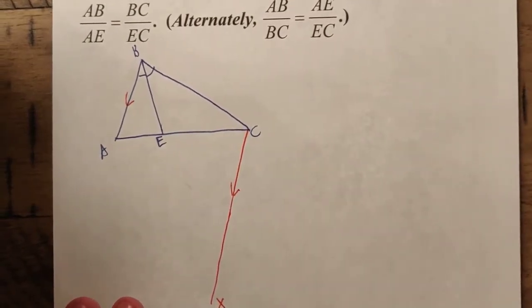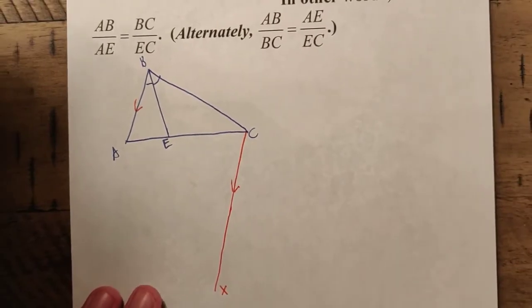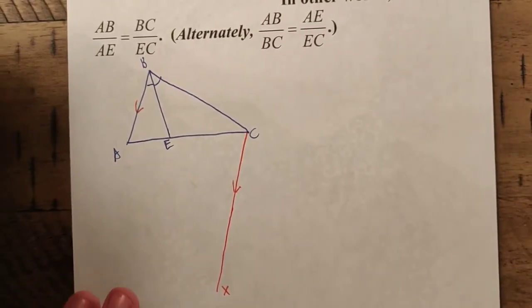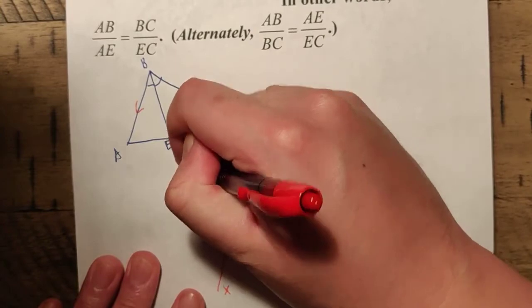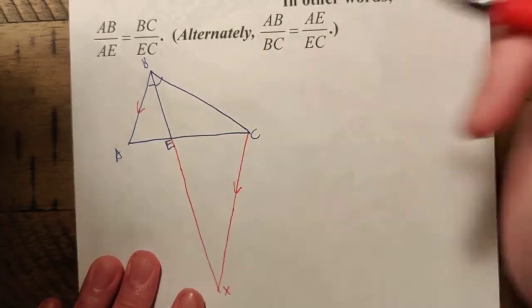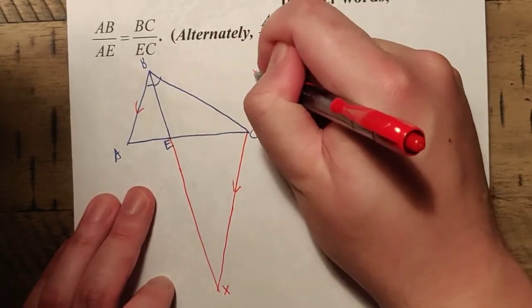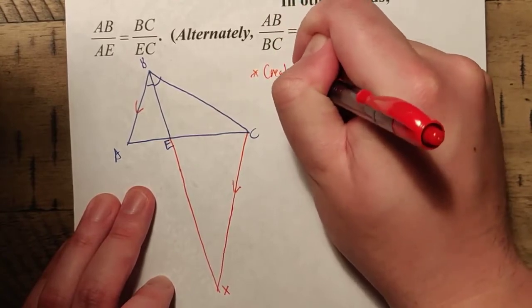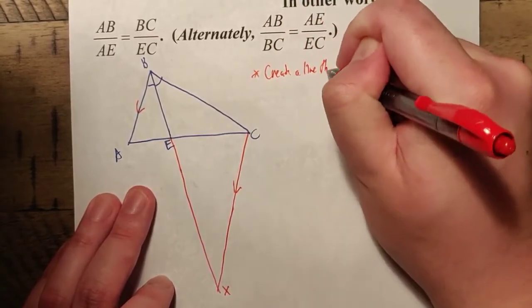So I'm going to zoom out a little bit so you can see this a little better. All right, and then we're going to connect BE and extend it out so that we get X over here. Okay, so note here that we're going to create a line through C.